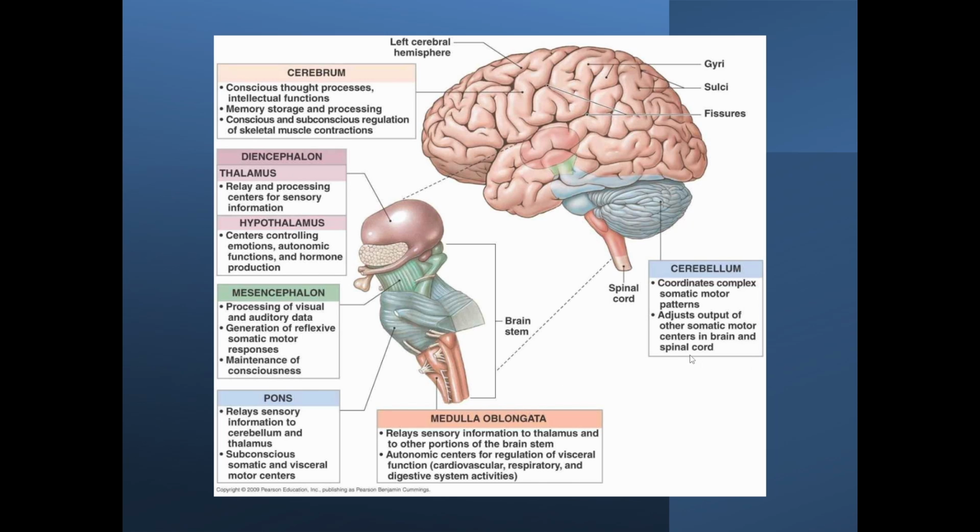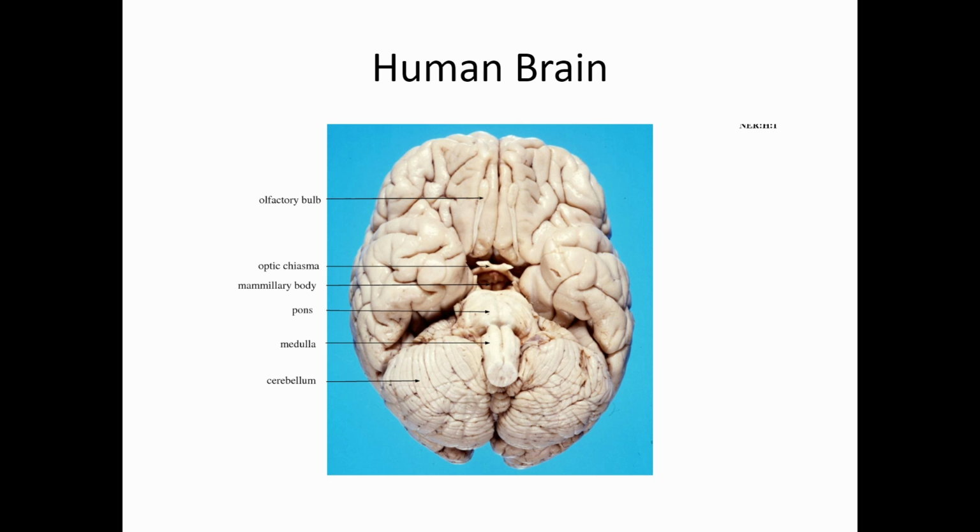And then the cerebellum coordinates complex somatic motor patterns. That is another way to say it creates a blueprint for motor activity. So it creates the blueprint about how to ride a bike, for example. It may tell the higher parts of your brain to move your knee a certain way, contract this muscle, bend this muscle in this order. That's what is meant by a blueprint. It even adjusts this output as the information leaves the brain and goes down the spinal cord.